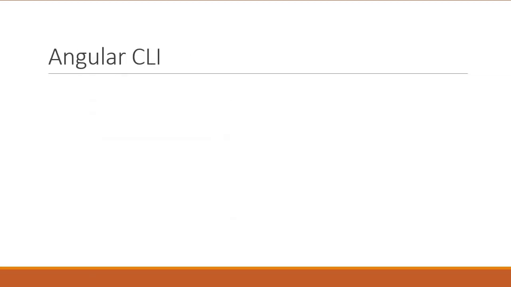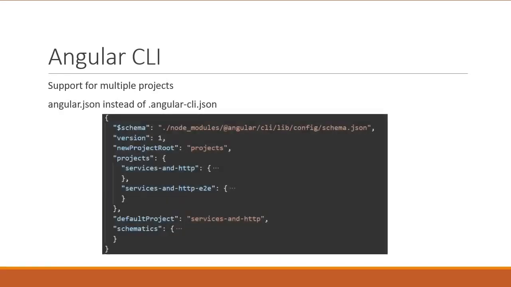The last point about Angular CLI is CLI version 6 now has support for workspaces containing multiple projects. CLI projects will also now use angular.json instead of .angular-cli.json, and this is for building and project configurations. Each CLI workspace has projects, each project has targets, and each target can have configurations and so on.